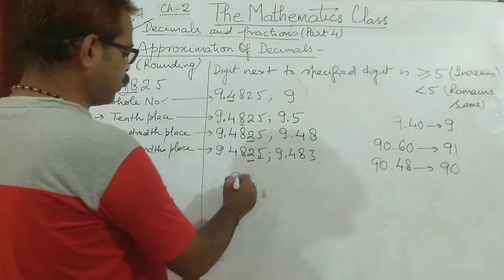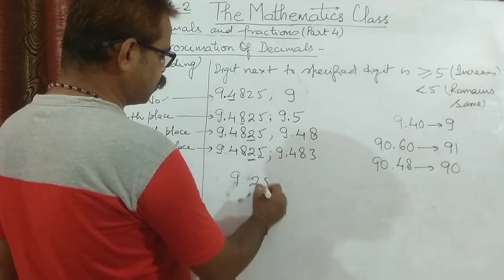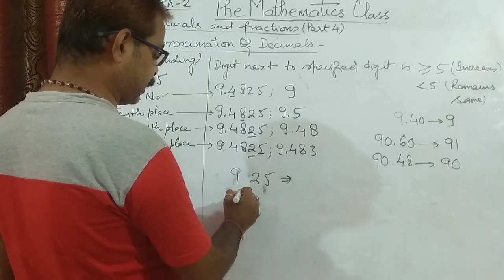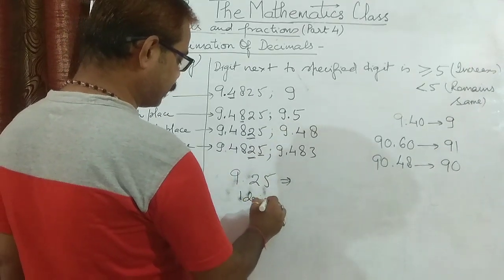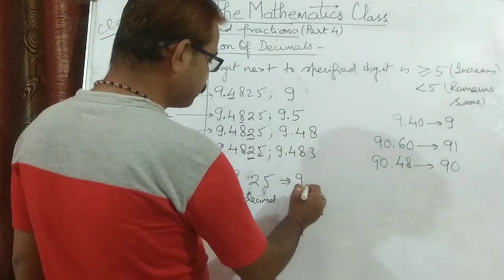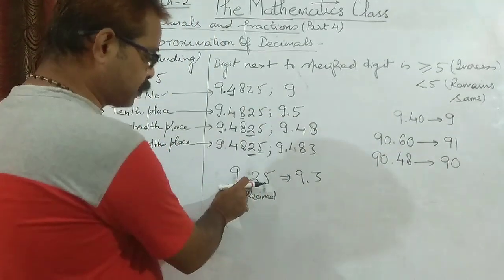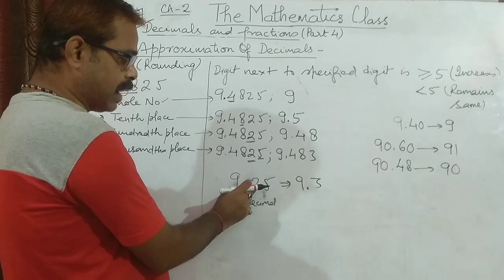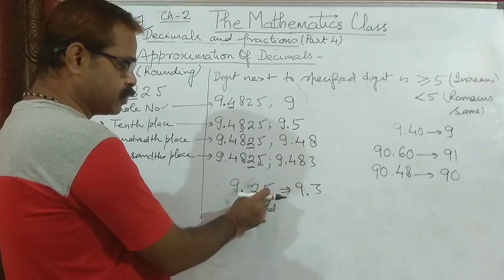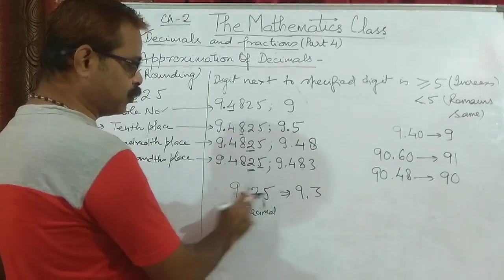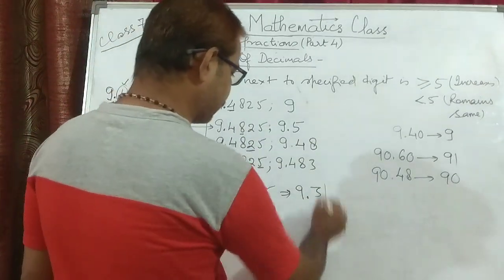What will be the value of 9.25? That will be up to 1 decimal place or up to 10th place, 1 decimal. So that will be 9.3, because we have to convert it to 1 decimal place. So 2, and we will concentrate on 5. So 5 is equal to 5. So this 9.2 will convert as 9.3.